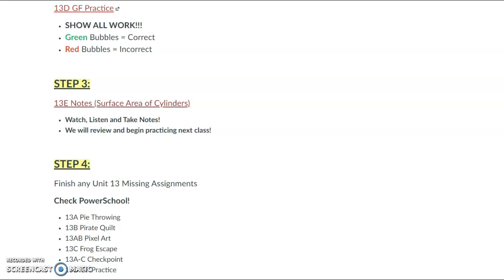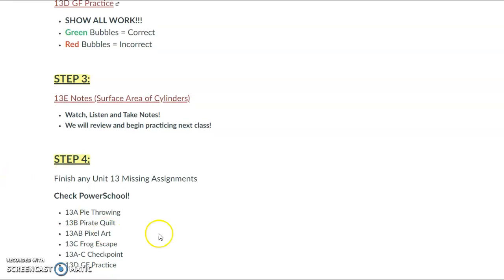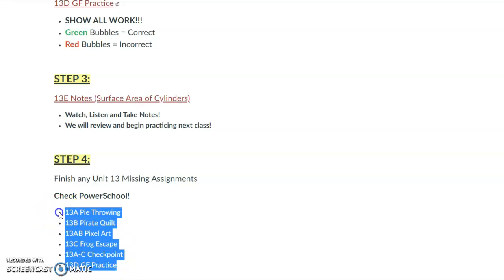And then just use the rest of the time that you have in class to work on any missing assignments from Unit 13. The gradebook currently has tons and tons and tons of missing assignments. So please check PowerSchool. I've listed the names of all of your different 13 assignments. We've done all of them in class. So you should have at least them started. Maybe they just need to get finished. So please double check those and please get any assignments turned in that you have missing.